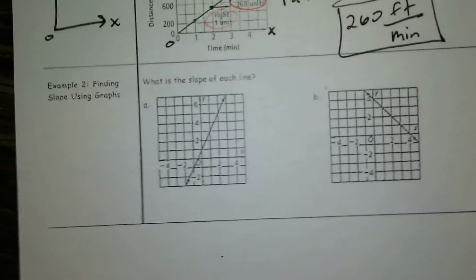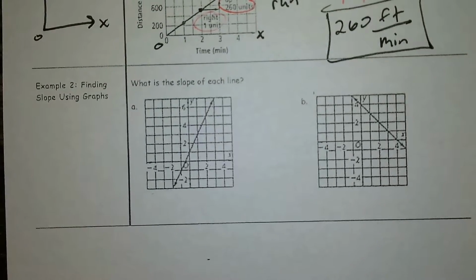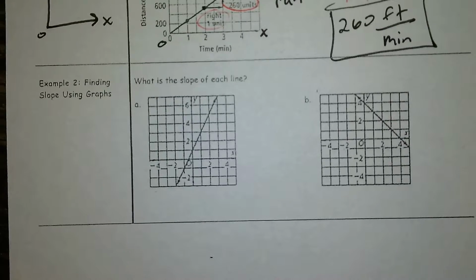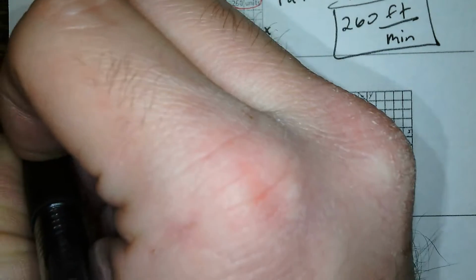Now, what is the slope of each line? So we're looking at this. Alright. So the first thing we're going to do is you find 2 points on the graph.